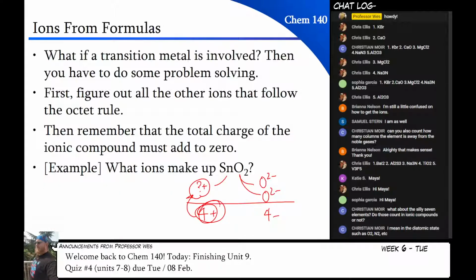Oops, I didn't think there'd be that much text there. So in ionic compounds that have a transition metal or one of these lower group 3, 4, or 5 metals, like bismuth or tin or lead, you have to solve for what the charge is, because it doesn't fall in a group that has a consistent number.